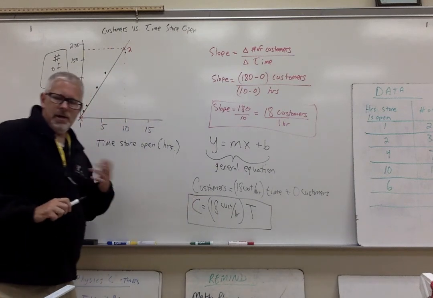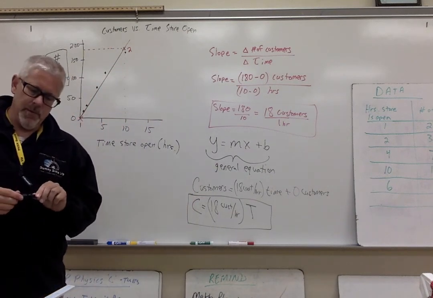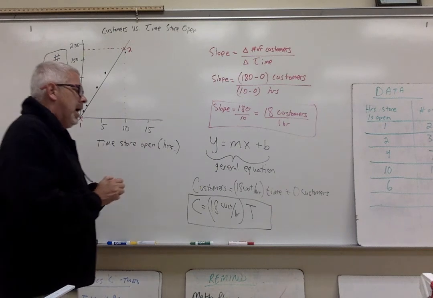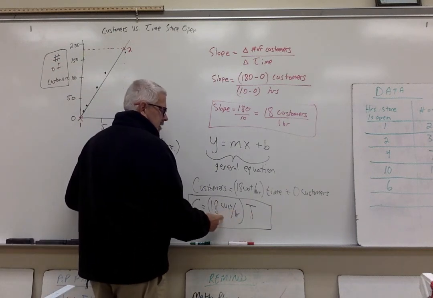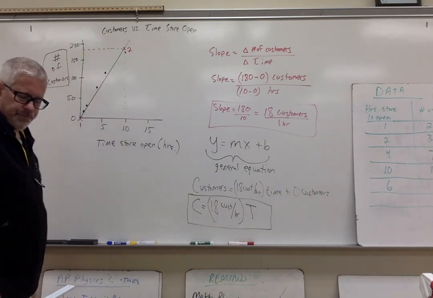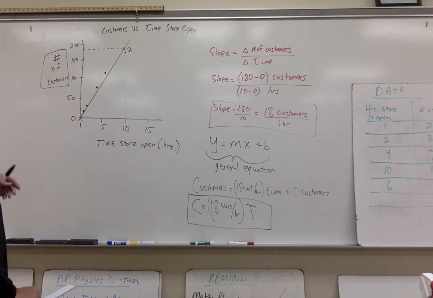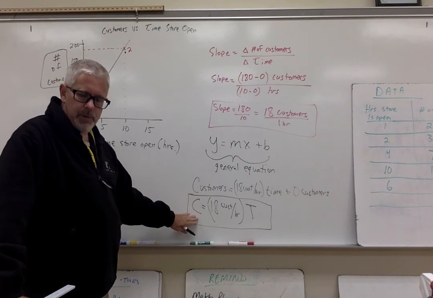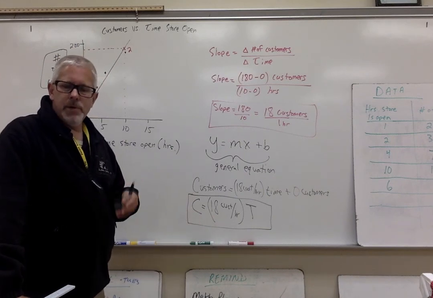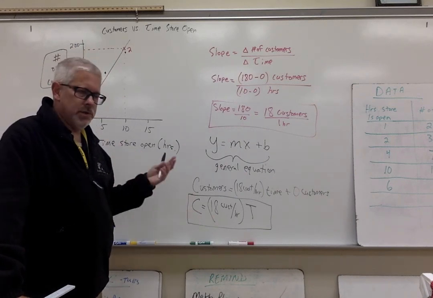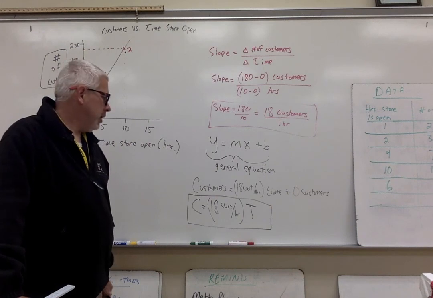That way, if somebody tells me, hey, we want your store to be open 40 hours a week this week, I could just take 40 hours times 18 customers per hour, and that's 720 customers. That's how many I would expect. And that would allow me to predict how many materials to order, what to purchase, things like that for inventory.